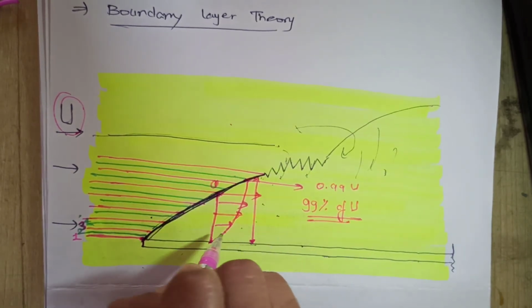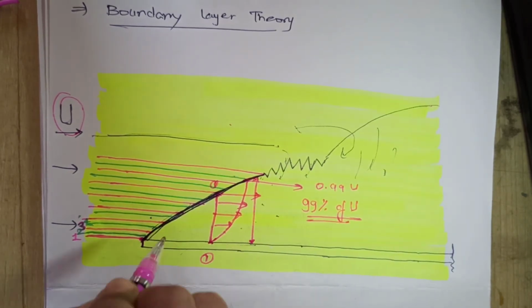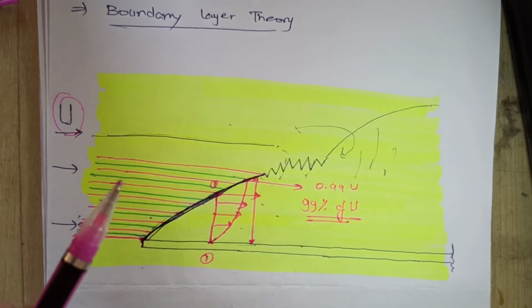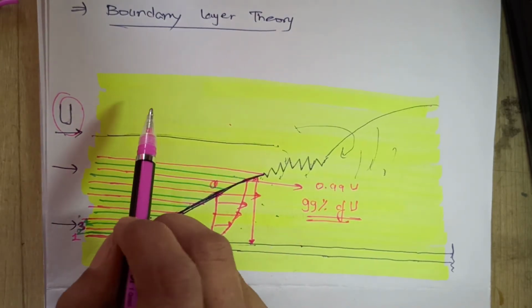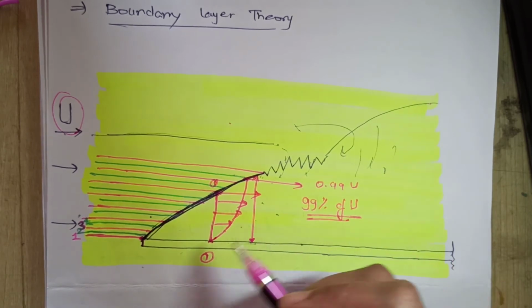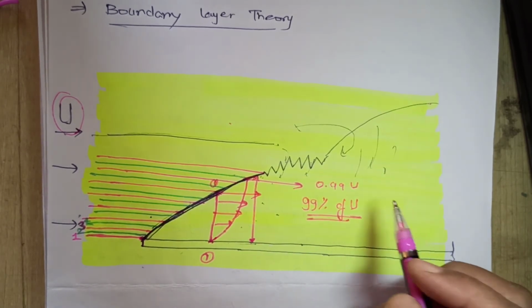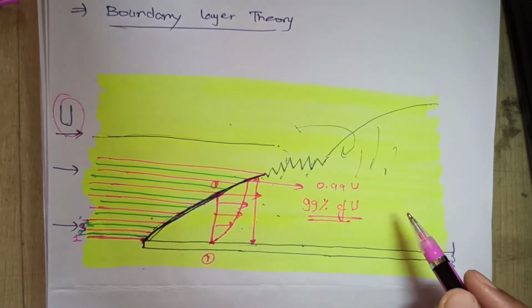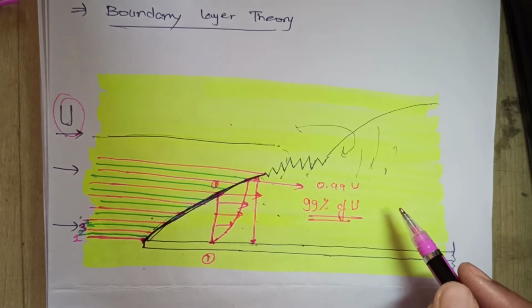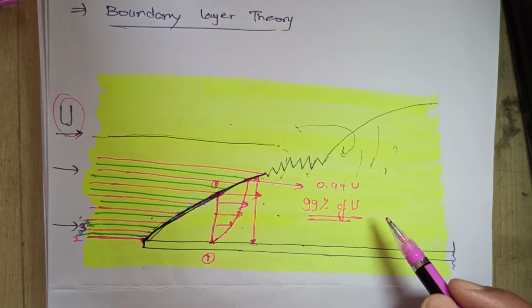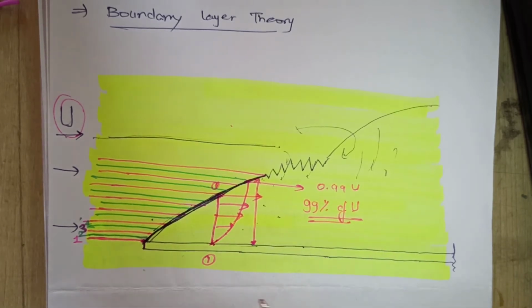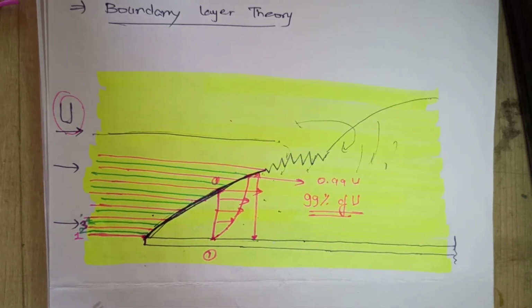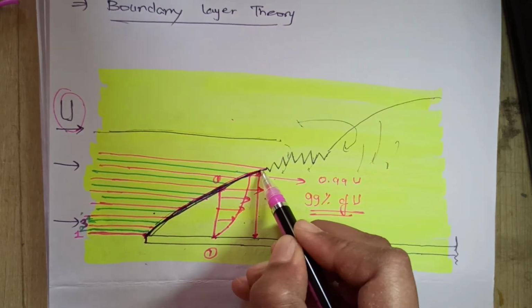The flow of the fluid in the boundary layer will be equal to the flow of the actual flow happening beyond the boundary layer. Okay, so that is the basic concept of boundary layer theory, that within the boundary layer the velocity varies from 0 to 99% of the maximum velocity which is actually happening.